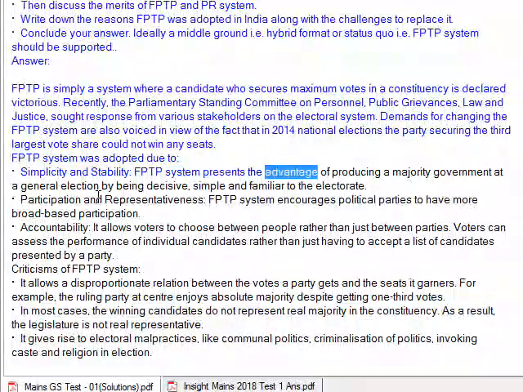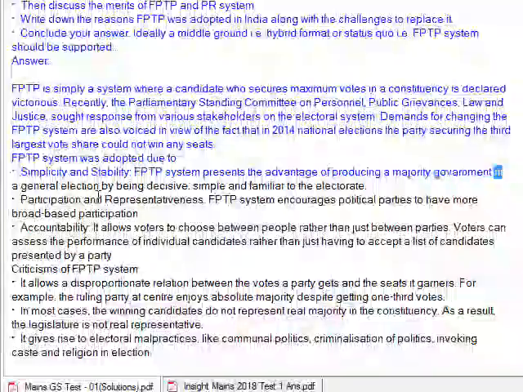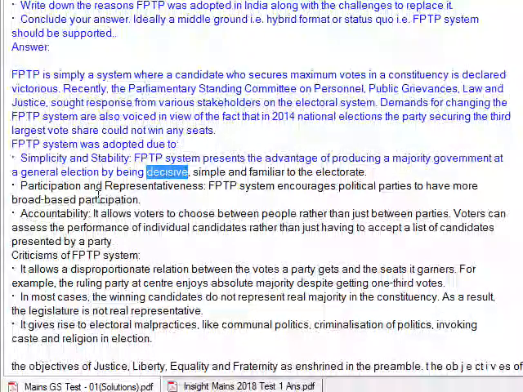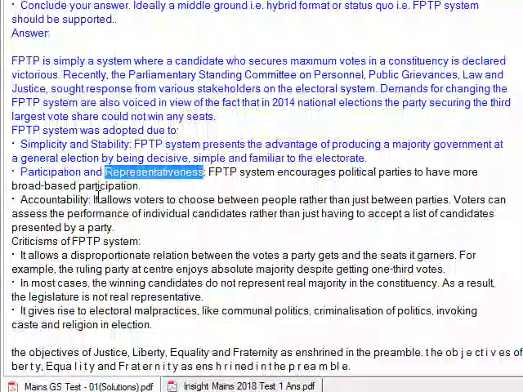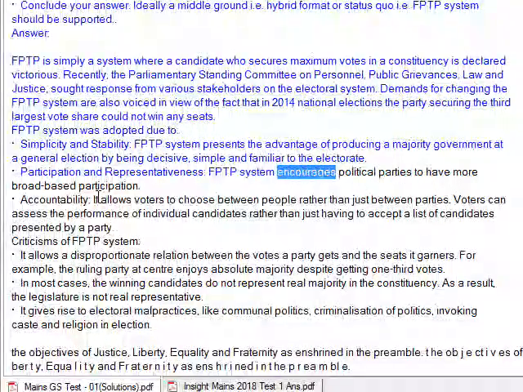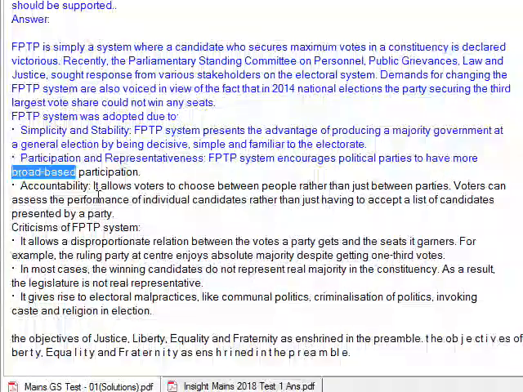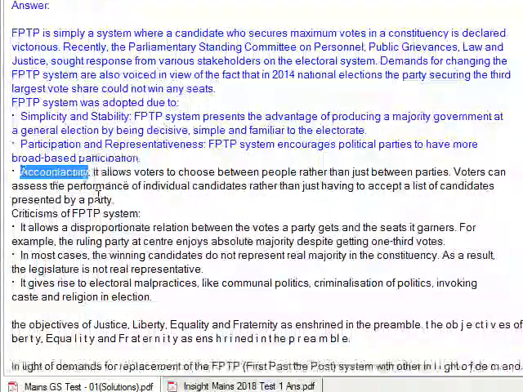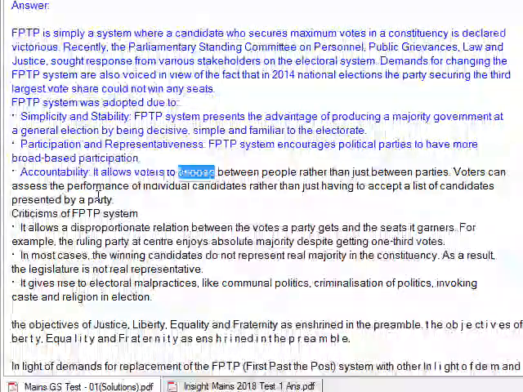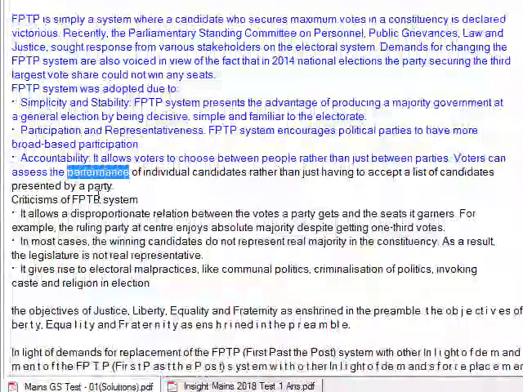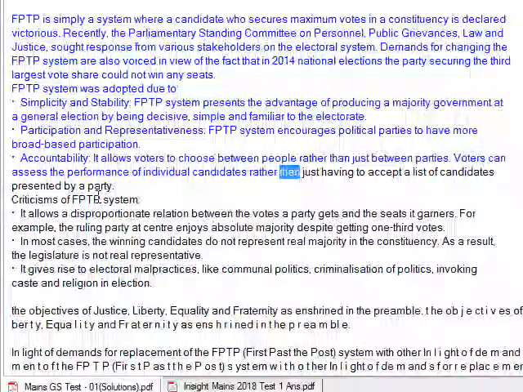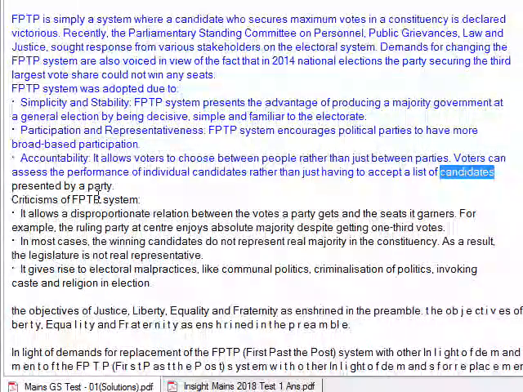The FPTP system presents the advantage of producing a majority government at a general election by being decisive, simple and familiar to the electorate. Participation and representativeness: the FPTP system encourages political parties to have more broad-based participation. Accountability: it allows voters to choose between people rather than just between parties. Voters can assess the performance of individual candidates rather than just having to accept a list of candidates presented by a party.